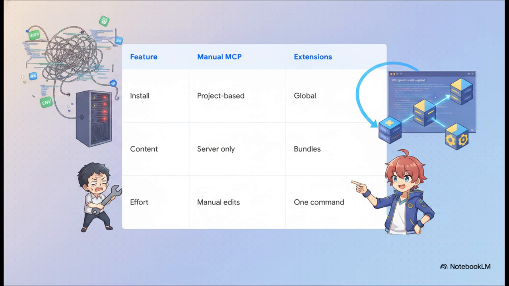Gemini CLI extensions, on the other hand, are a total paradigm shift. They're installed globally with a single terminal command. But more importantly, they are bundles. They don't just give you an MCP server, they package the server alongside custom commands and customized prompts.